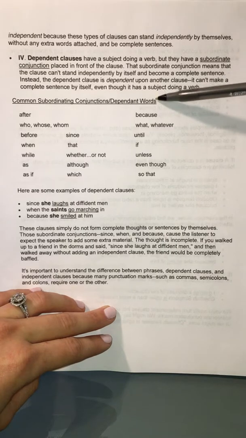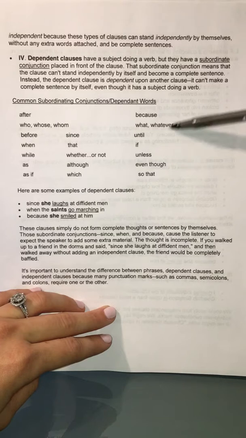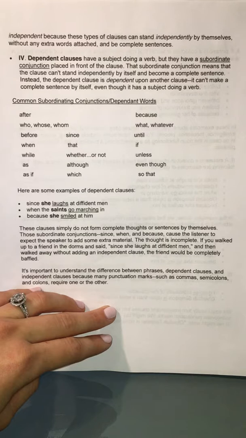So if you take a look below, there's a list of common conjunctions that are found in dependent clauses. Seeing those words doesn't guarantee that it is a dependent clause. However, it is a hint that you might be dealing with a dependent clause, which again cannot stand alone. Here are some examples of some dependent clauses. Since she laughs at different men, when the saints go marching in, and because she smiled at them.